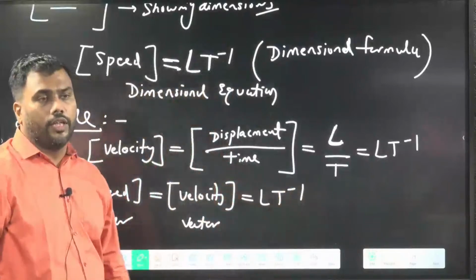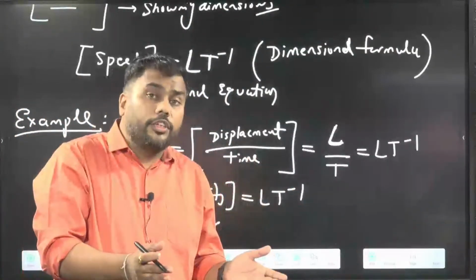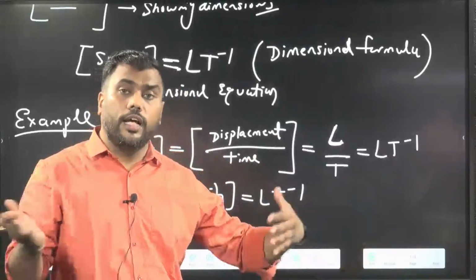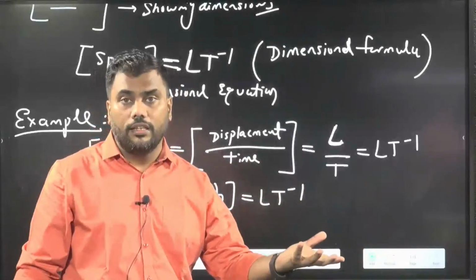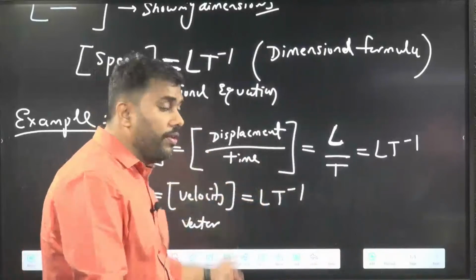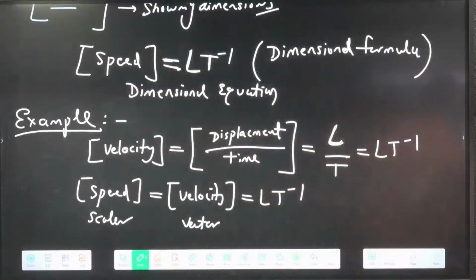We can have equal dimensions for different physical quantities. See, they are very different. One is vector, one is scalar. They are different physical quantities, but we may have equal dimensions. There are many pairs of physical quantities having equal dimensions.